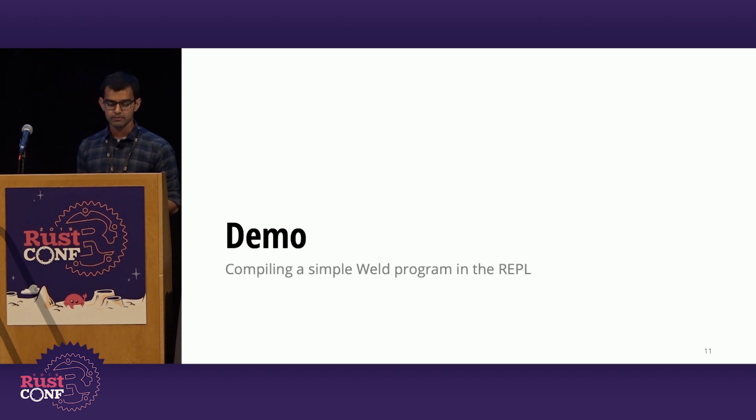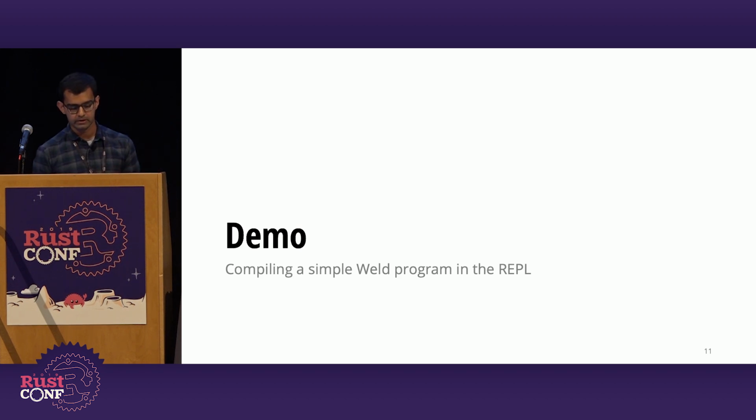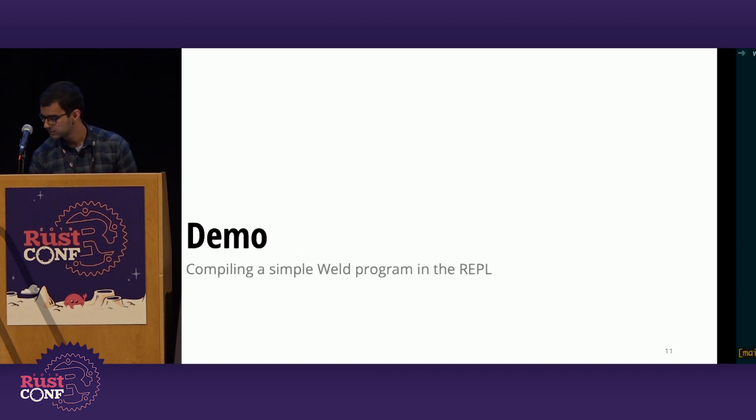OK, so just to provide some more context for the rest of the talk and to show how the optimizer functions, I'm going to do a quick demo where we compile a Weld program using this REPL that we've built. So I'll switch over to that now.